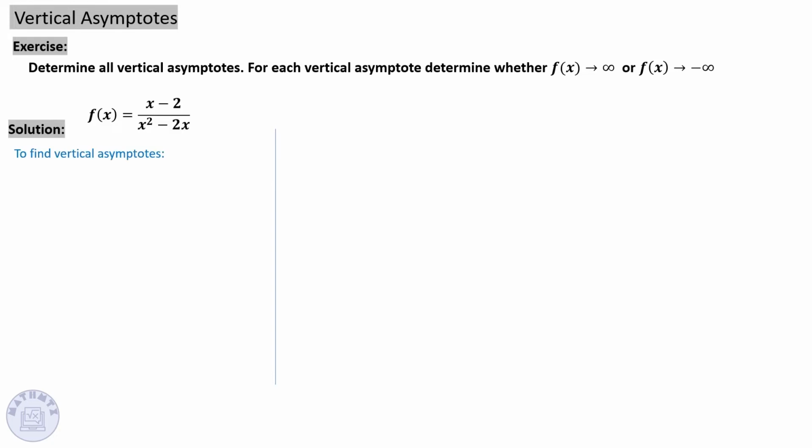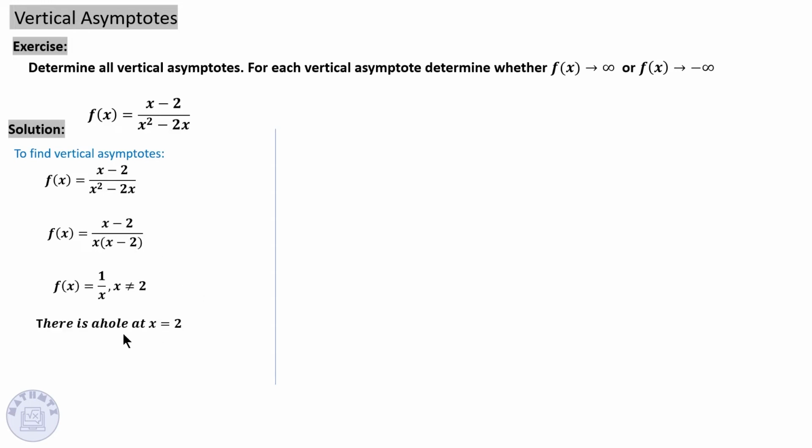So the first thing, to find vertical asymptotes, we need to factor out the denominator and set it to 0. All right, so from here I can see x equals 0 and x equals 2. But since this factor is shared, at x equals 2 we will get a hole in the graph, and the vertical asymptote will be at x equals 0.